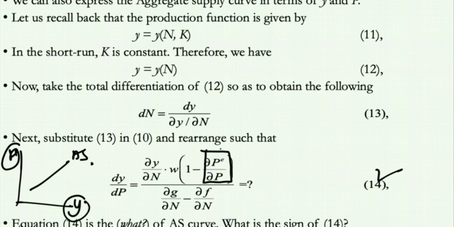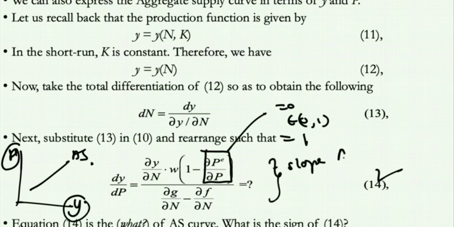Remember, it depends on this: whether this one is equal to 0, between 0 and 1, or exactly equal to 1. So let's check one by one. But before we check it, what is 14 actually? 14 is actually the slope of the aggregate supply curve. Now the slope of the aggregate supply curve depends on this, this, and this, or in other words, it depends on this.